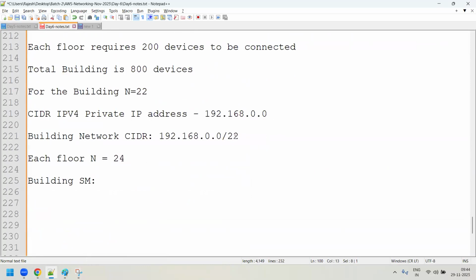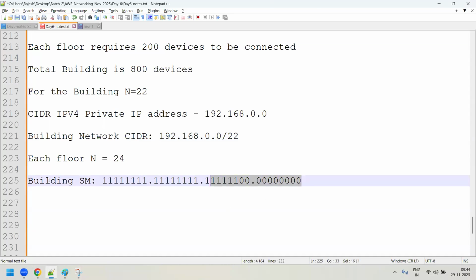So guys, are you with me? Are you understanding? I'm taking this complete range, 22 ones. I'm just calculating the subnet mask for my whole building. The subnet mask for the whole building is 22 ones. So 8 plus 8 is 16, and after 16, 17, 18, 19, 20, 21, 22, 23, 24. The rest are zeros. Is it fine, sir? This is the subnet mask for your building.